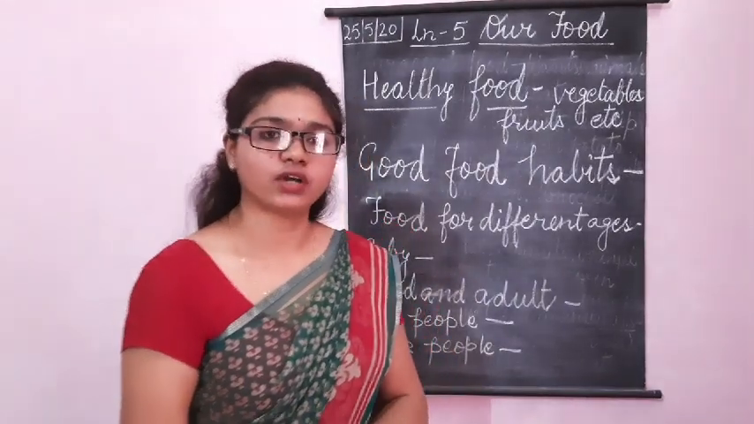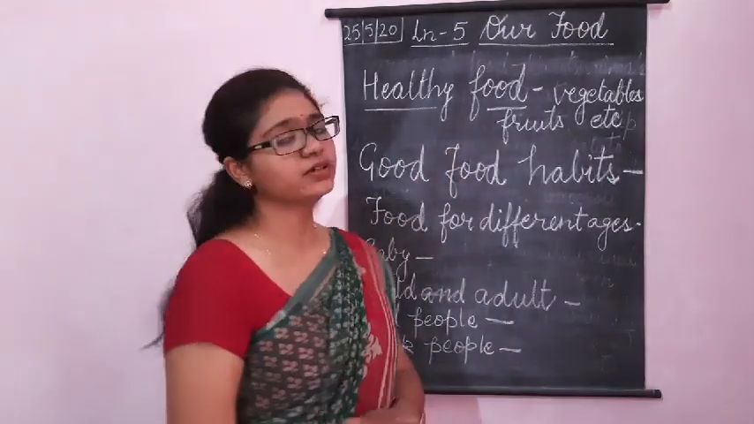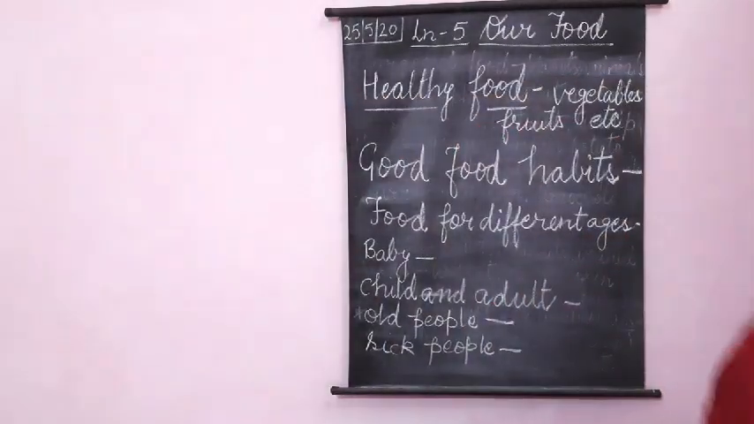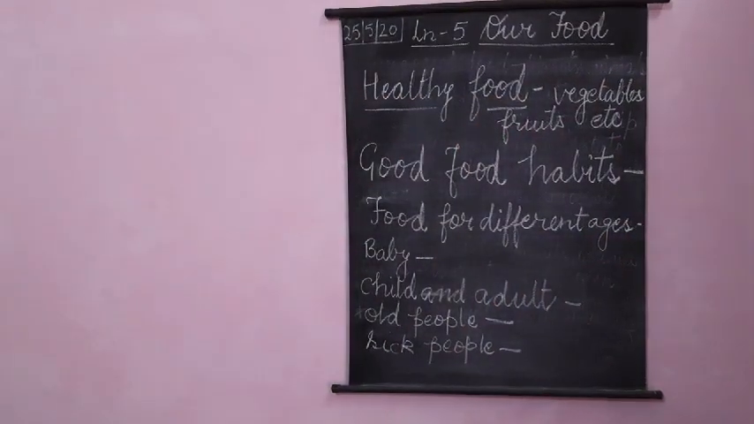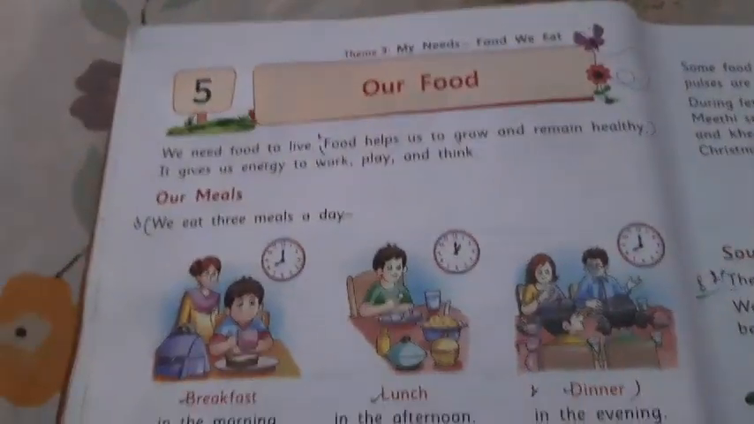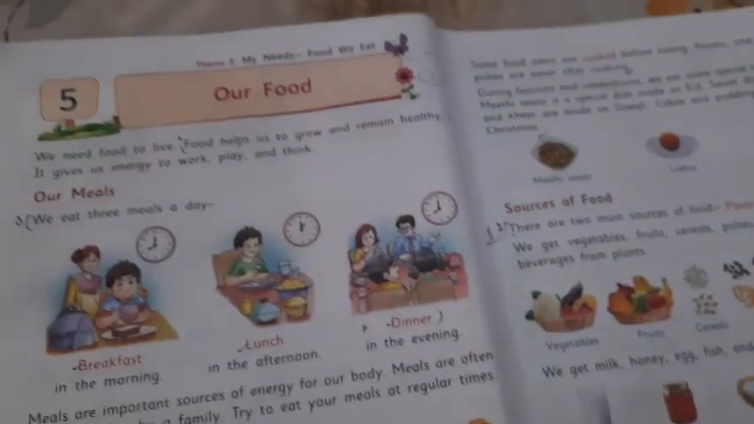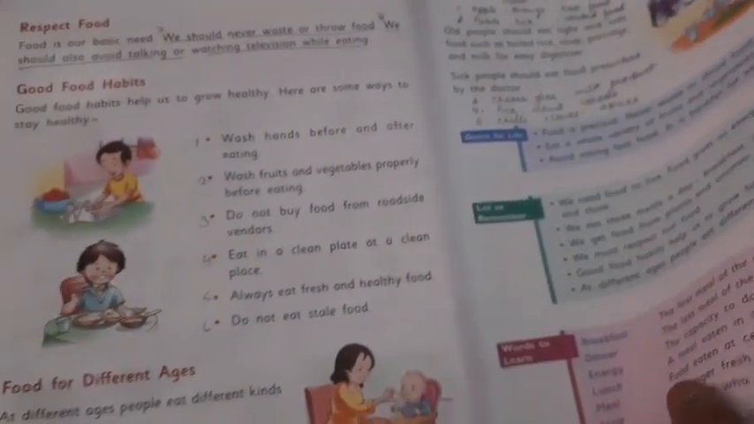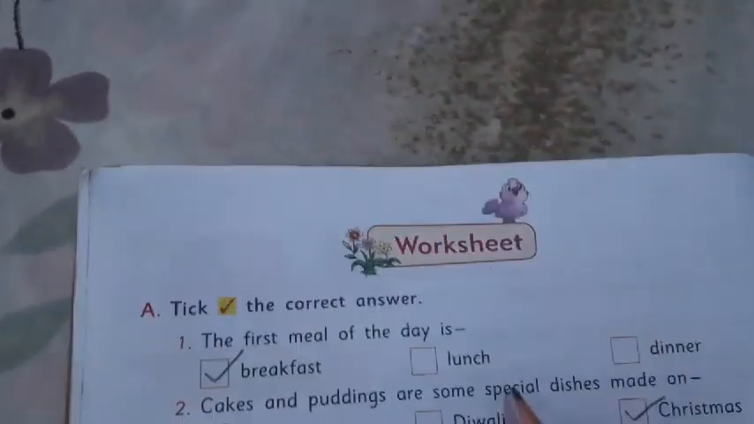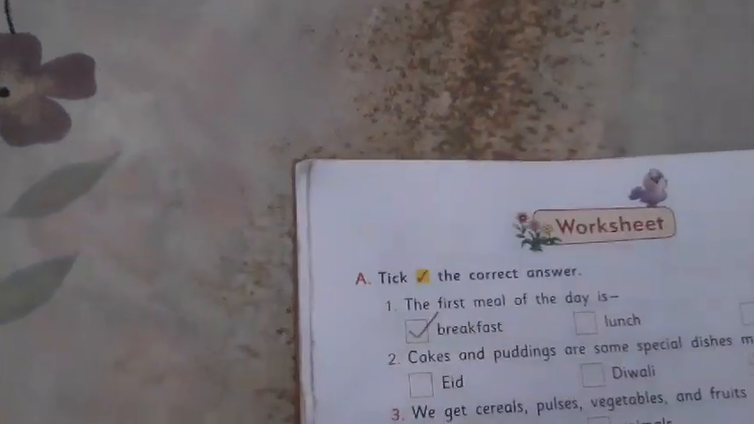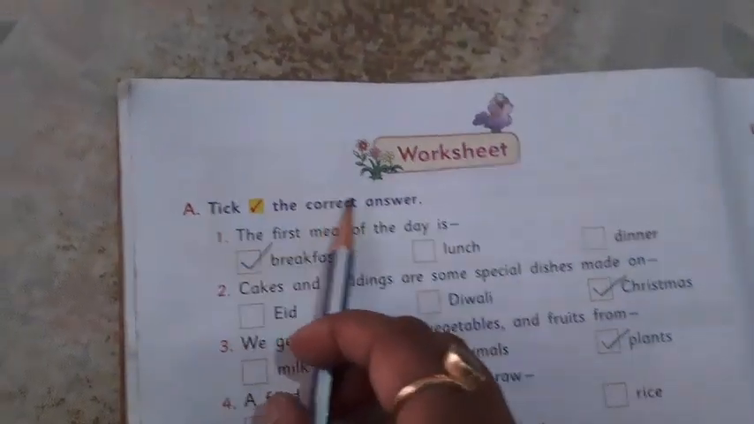Okay, now we will solve the book exercise of chapter 5. So this is our lesson 5, our food. We read all these topics, and now we will solve this book exercise of lesson 5, page number 28, worksheet. The first one: tick the correct answer.